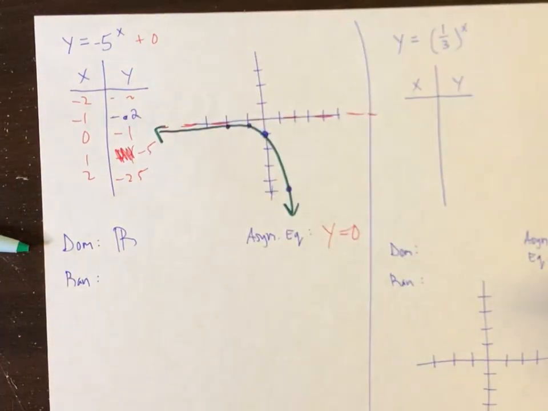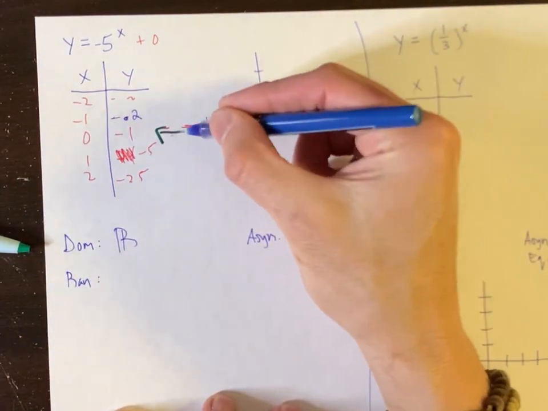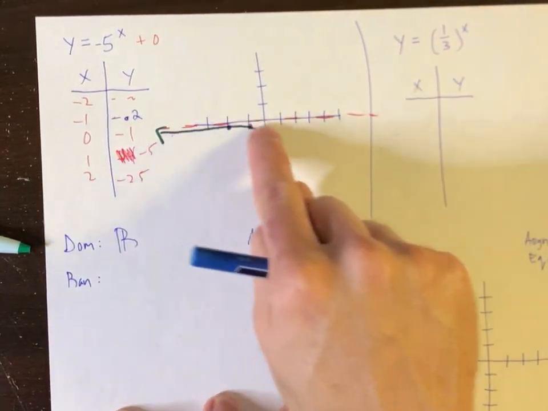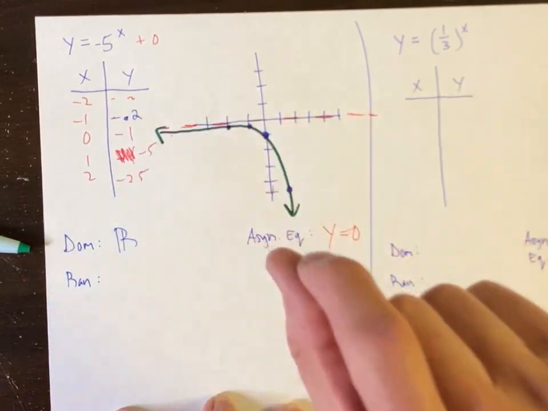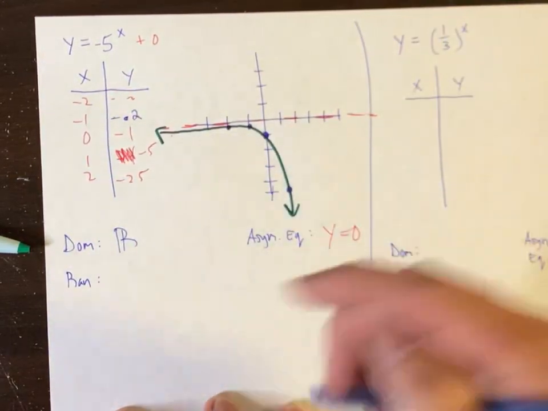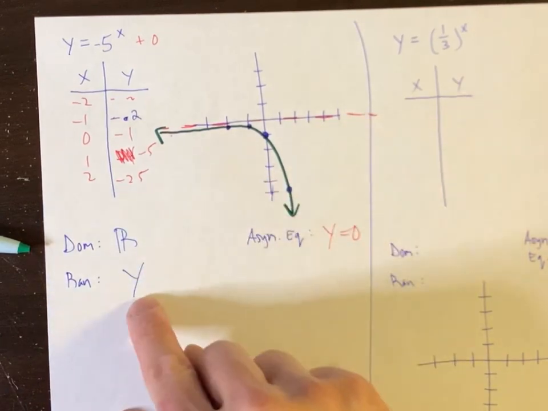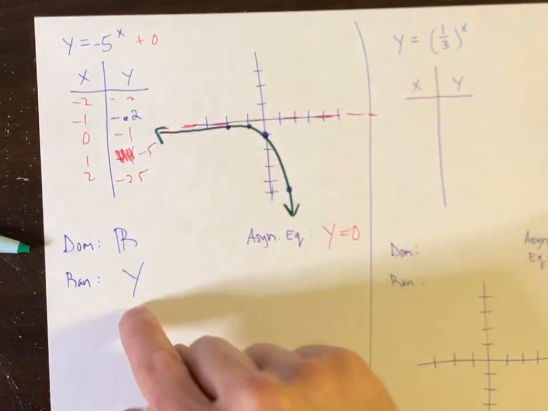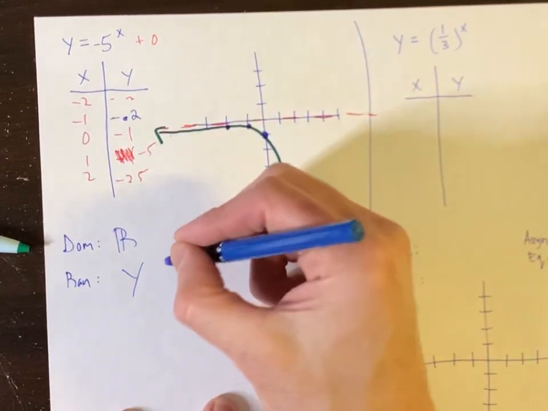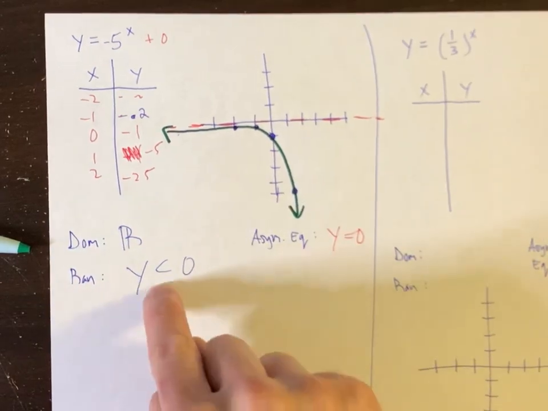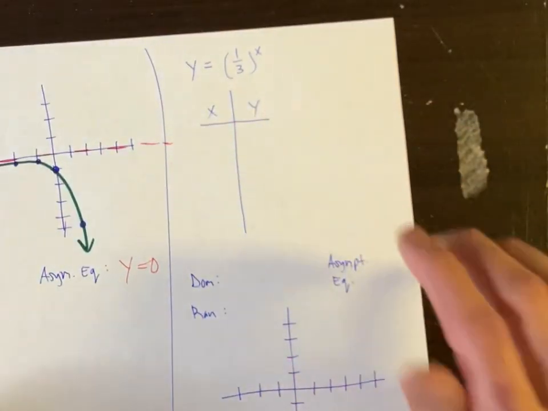What do all these points have in common? All of these y coordinates are below 0. So here the range would be all of the y's that live on these points, all of the y coordinates are negative. They are all less than 0. That would be a range. How about this one here?